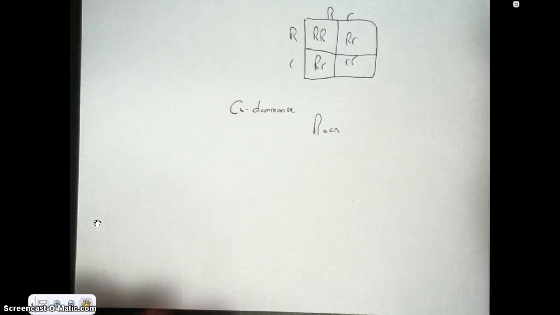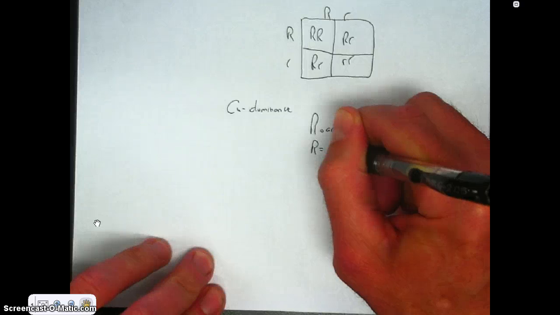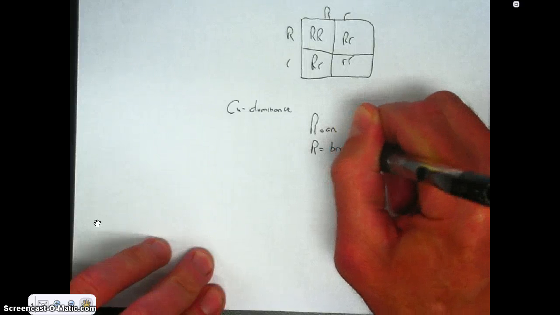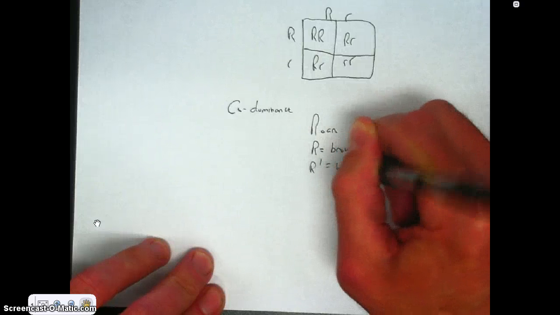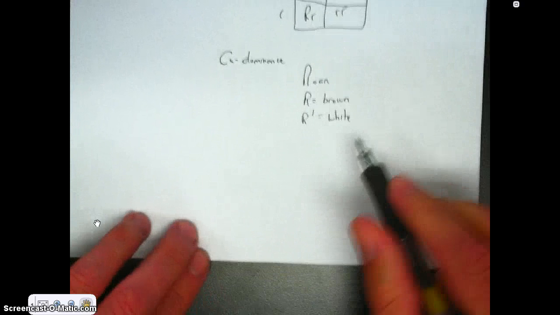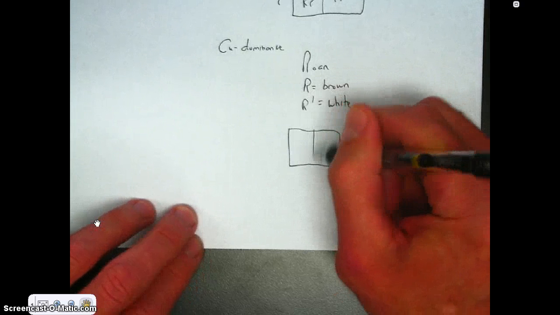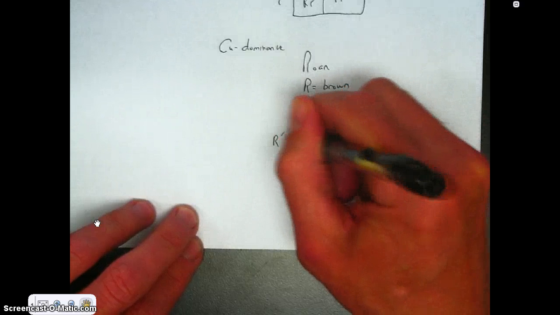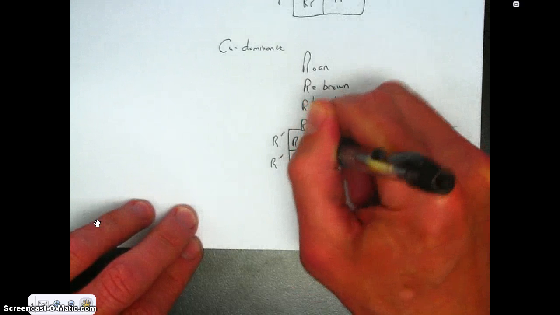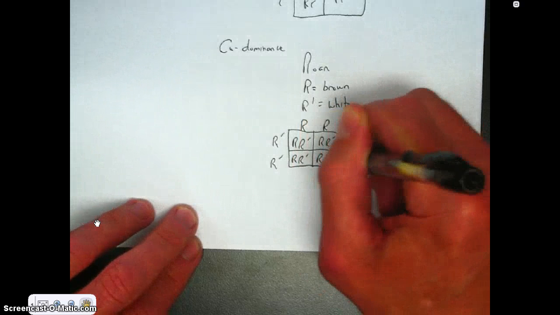And so what we're going to do is say that big R equals the reddish brown horse. And we're going to say that big R prime is a white horse. Notice I did not use any lowercase letters because there is nothing here that is recessive. I'm going to take a purebred red horse with a purebred white horse, and 100% of the offspring are going to be what we call roan.